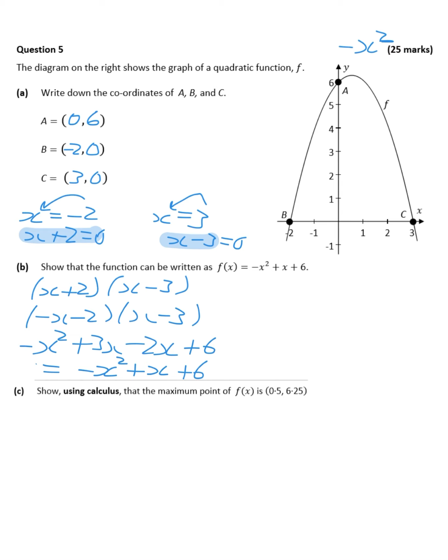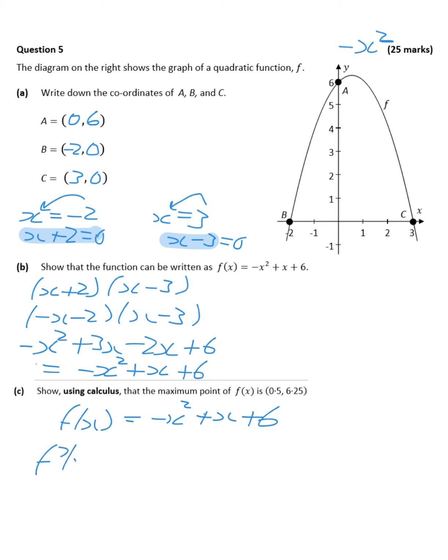Now, part C, show using calculus that the maximum point of f(x) is (0.5, 6.25). So we have our f(x) function from the previous part of the question. So now, seeing as we need to use calculus, differentiate it, and if you ever need to find the max or min point, after you differentiate it, equal it to 0, solve for x, and then whatever value you get for x, sub into the original.